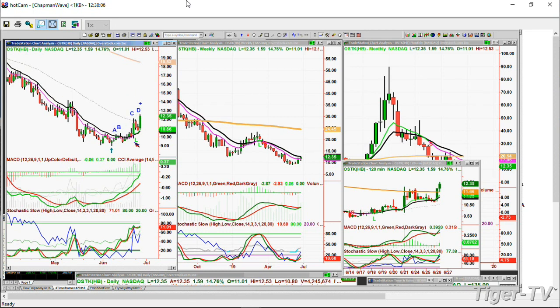The daily chart looks great. If you're looking at $9 to $12, a 30% or more rally in the short term, but this is a very risky trade.